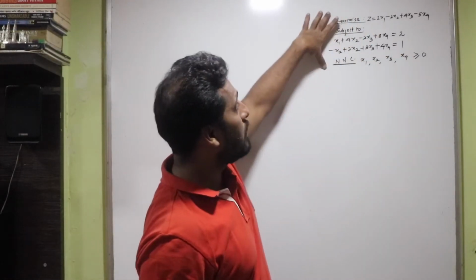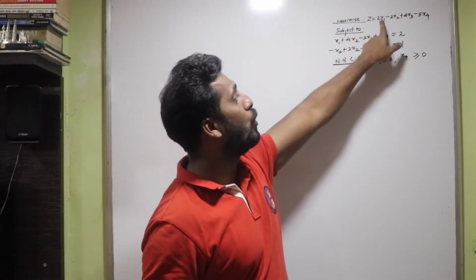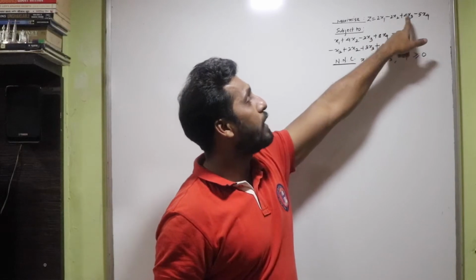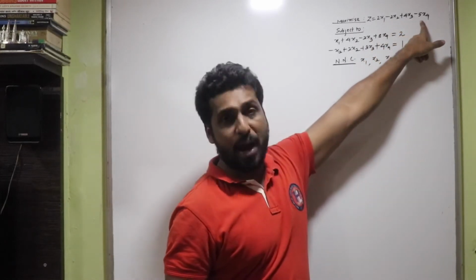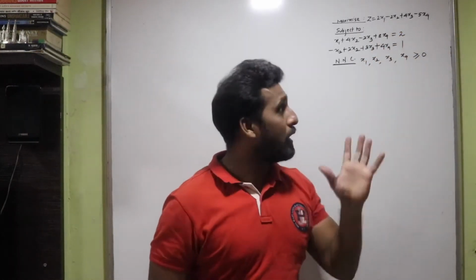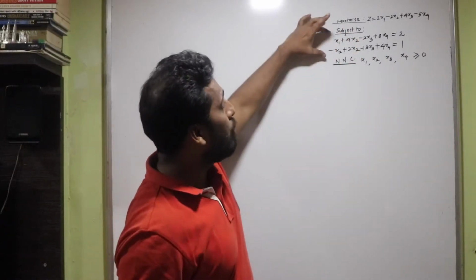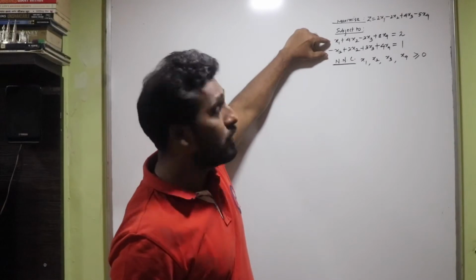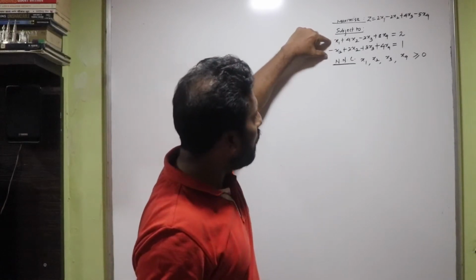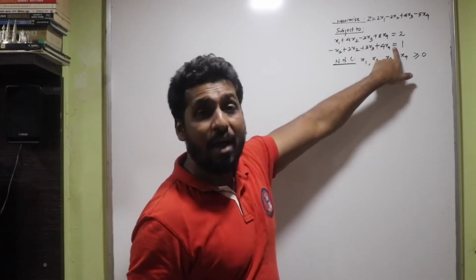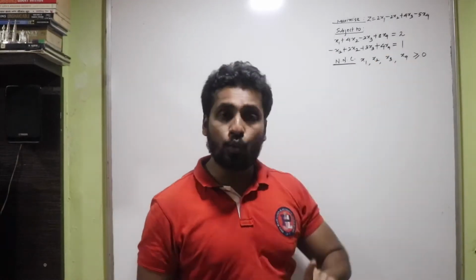So I've written one question here: maximize z equal to 2x1 minus 2x2 plus 4x3 minus 5x4, that is my objective function. There are two subjective functions, and the two subjective functions have an equal to sign. So this is very important.